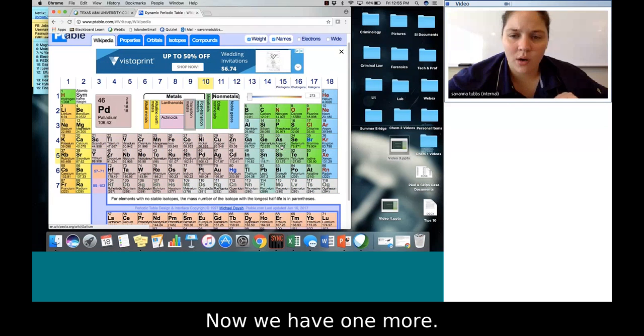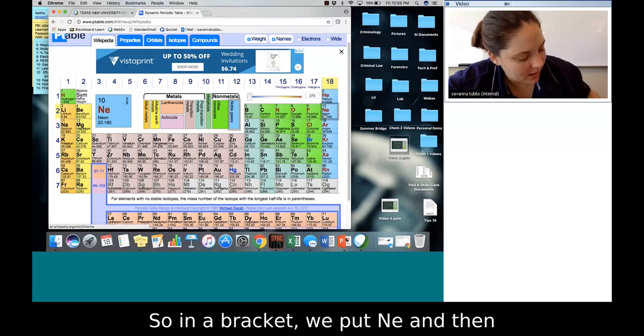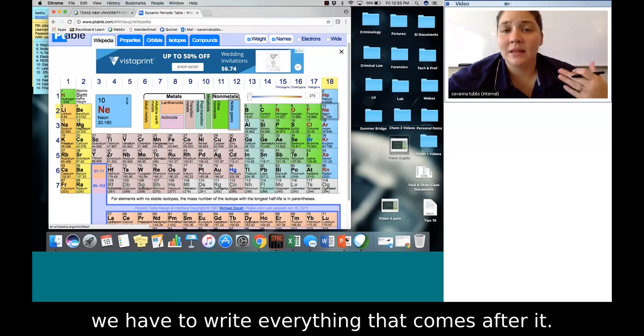Now we have one more. So we have chlorine. So chlorine, the noble gas that comes before is neon. So in a bracket, we put Ne, and then we have to write everything that comes after it.